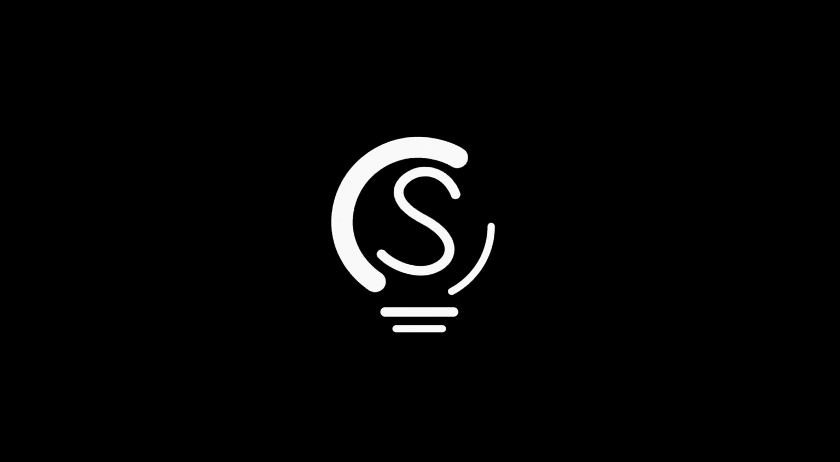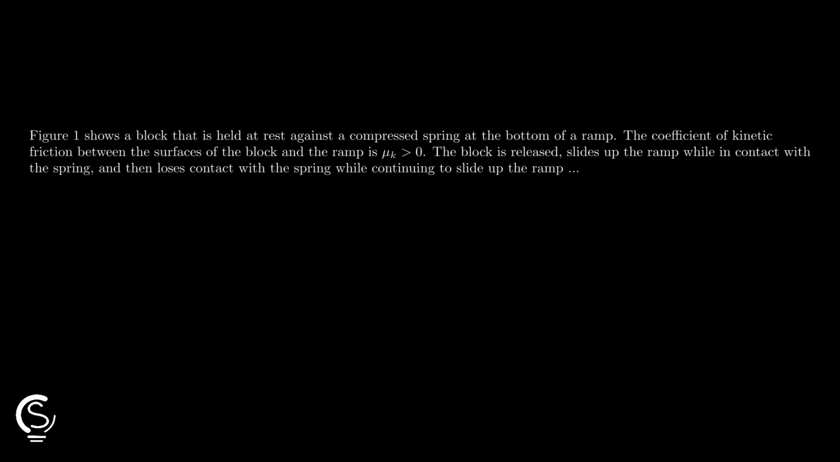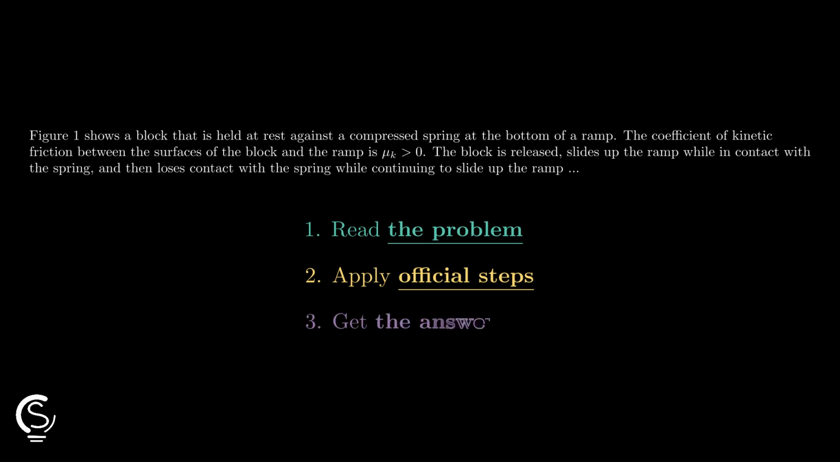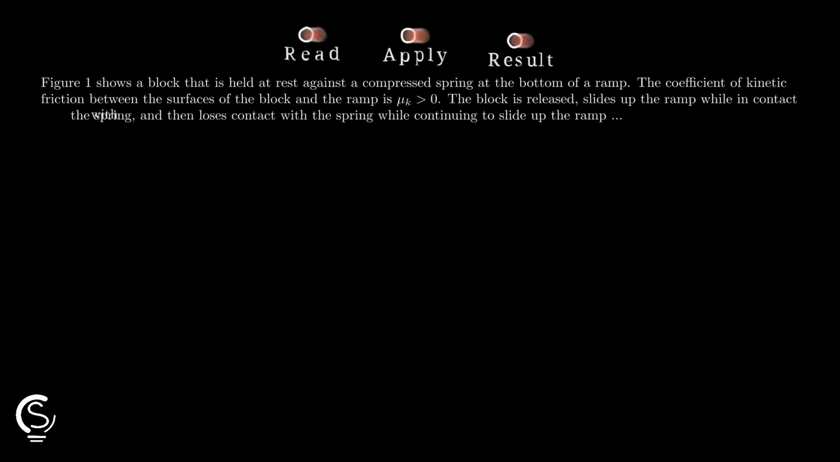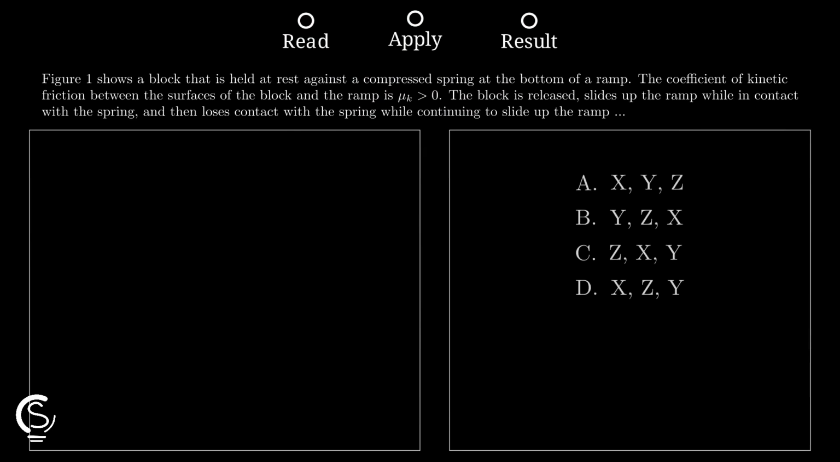Let's level up. Immediately after release, the block is moving up the ramp while still in contact with the spring. At that time, the forces on the block are gravity, the normal force, kinetic friction down the ramp, and the spring force up the ramp. This corresponds to diagram Z.